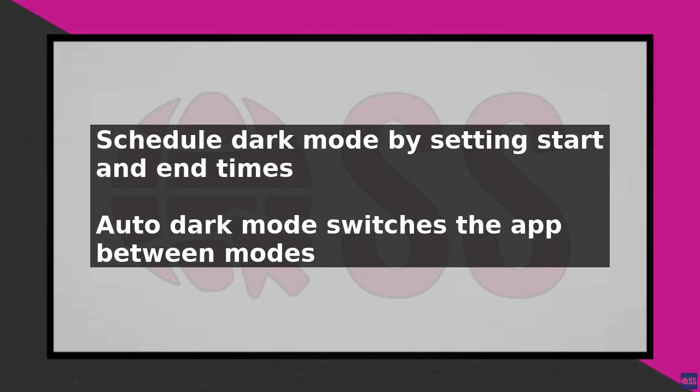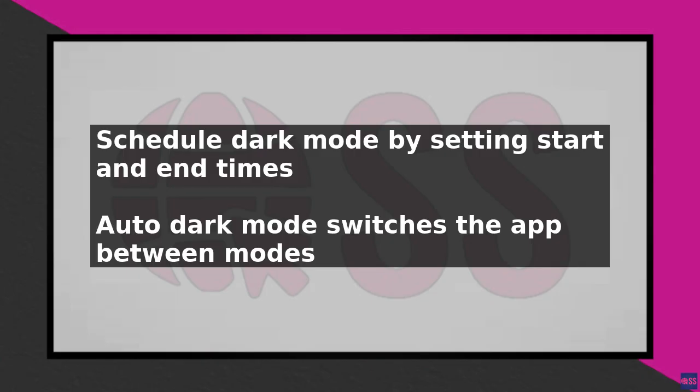The app will automatically switch to dark mode during the specified hours and switch back to light mode outside of those hours. Using dark mode on Webull can help reduce eye strain and improve the overall user experience, especially when using the app in low light environments.